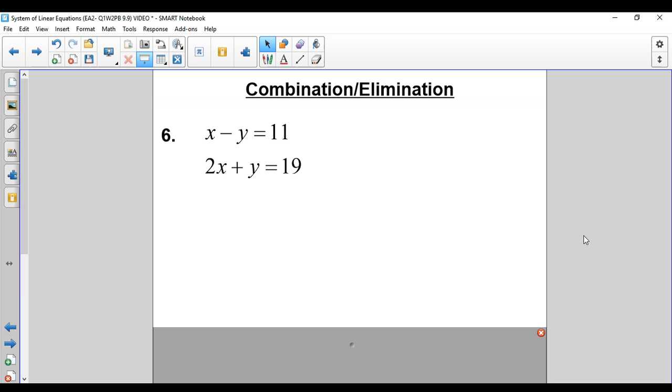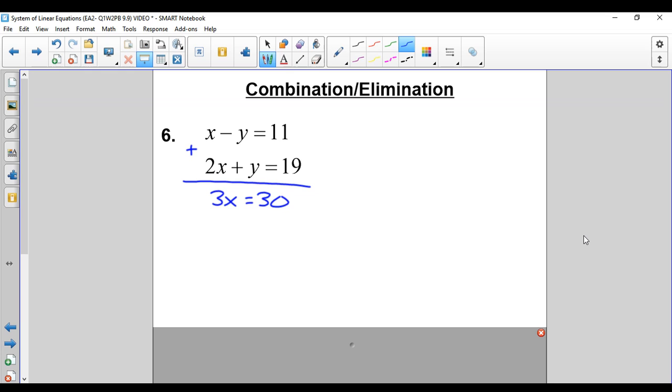So if we add these two equations straight down, we notice the y's cancel out, which is ideal. So we get 3x equals 30. So divide by 3, we get x equals 10. Easy enough with that first one.